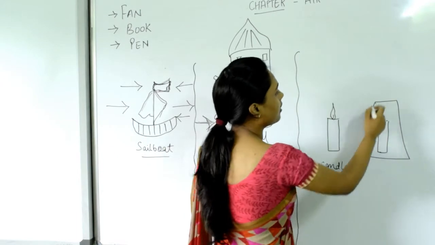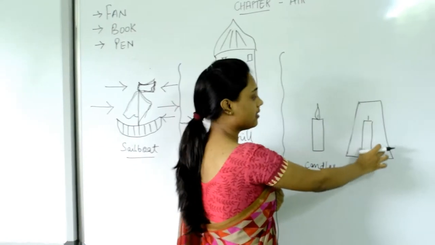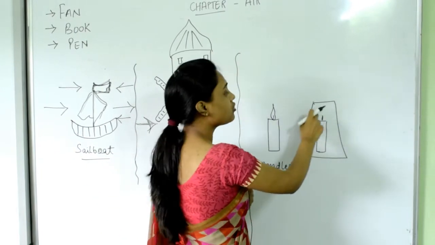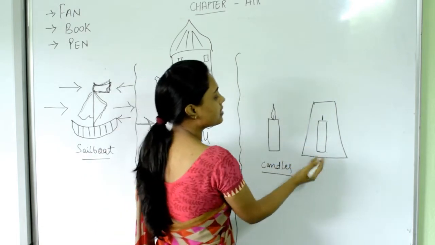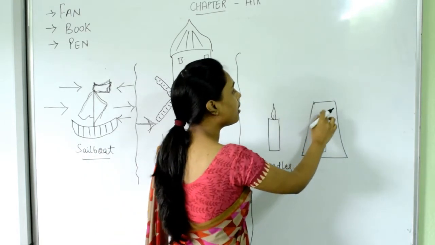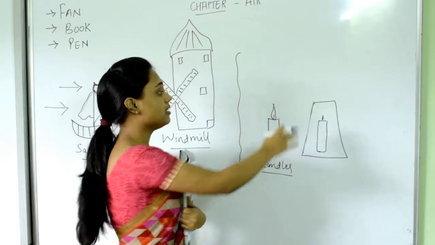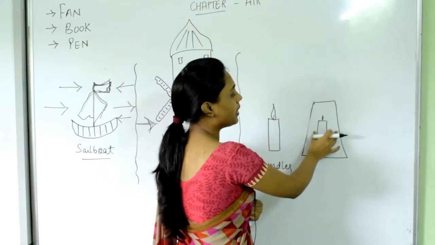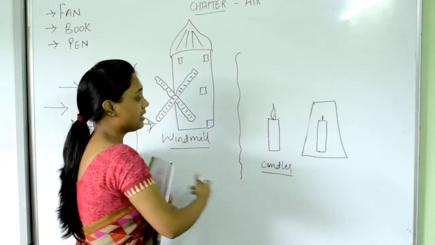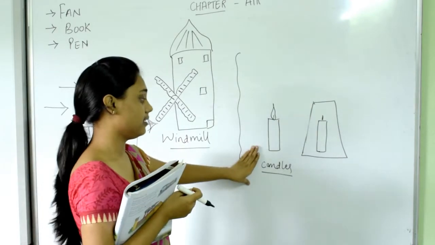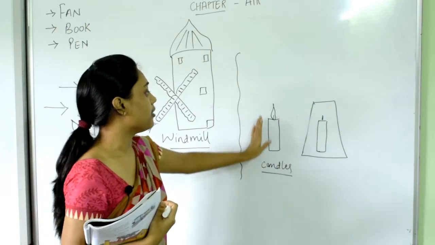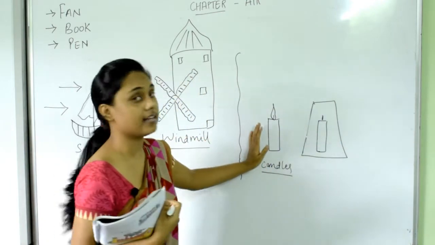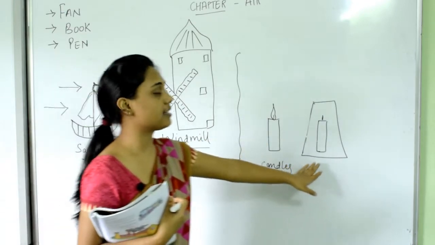Now we put a glass on a burning candle. Then what happens is this candle will stop burning. Why? Because this is not getting air, as we covered this candle with a glass. So this candle is not getting air, so it is not burning. So in order to burn the candle, we need air, okay? Because fire needs oxygen to burn. Therefore, this is not burning and this candle is still burning. This is uncovered, this is covered.